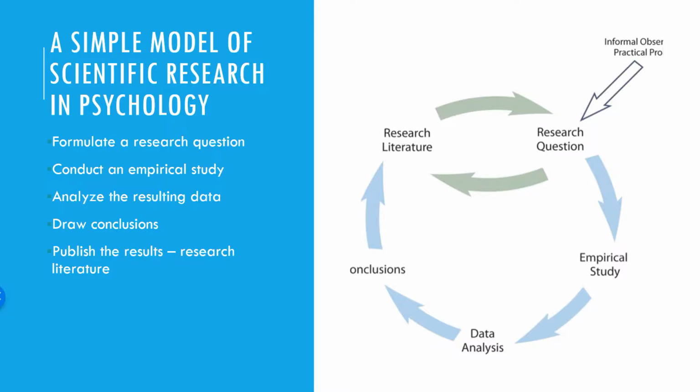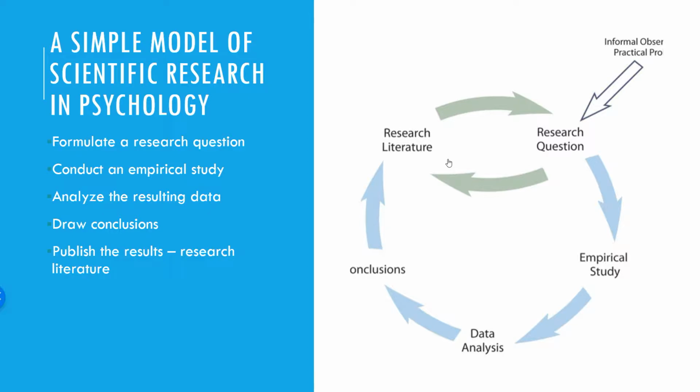The researchers formulate a research question, conduct an empirical study designed to answer the question, analyze the resulting data, draw conclusions about the answer to the question, and publish the results so that they become part of the research literature, which is all the published research in that field. Because the research literature is one of the primary sources of new research questions, this process can be thought of as a cycle. New research leads to new questions, which leads to new research, which leads to new questions, and so on.